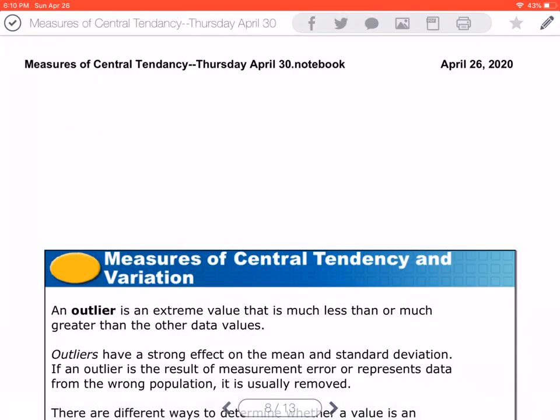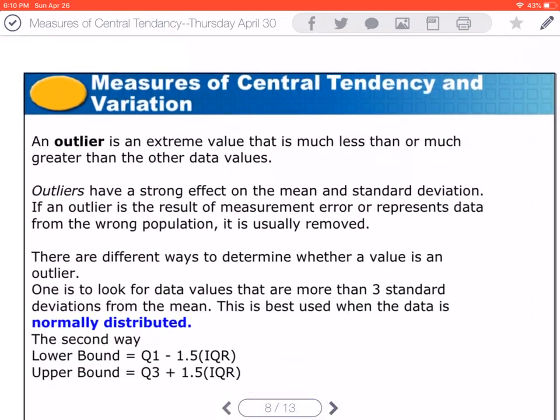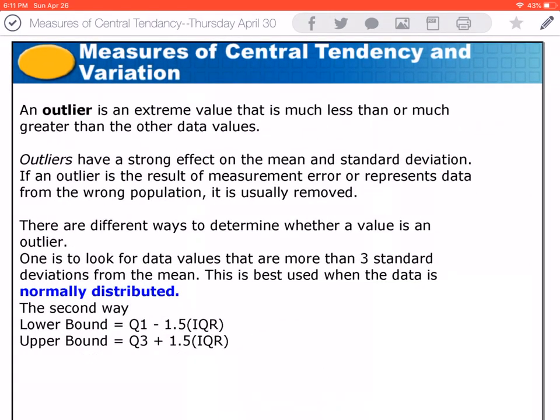All right. Now let's talk about something called outliers. So what is an outlier? An outlier is an extreme value that is much less than or much greater than the other data values. Outliers have a strong effect on the mean and the standard deviation. If an outlier is the result of a measurement error or represents data from the wrong population, it is typically removed from the data that we've collected. There are different ways to determine whether a value is an outlier. One is to look for data values that are more than 3 standard deviations from the mean. This is best used when the data is normally distributed.